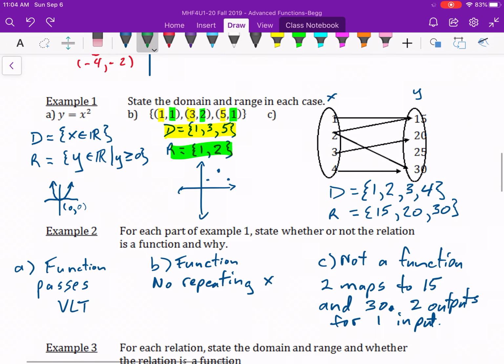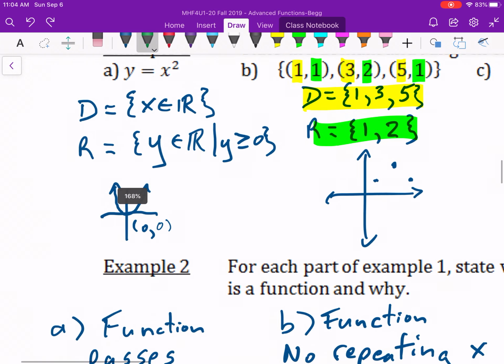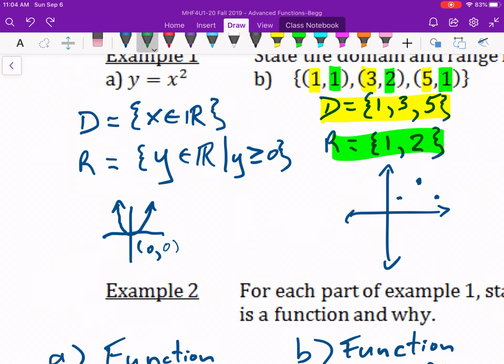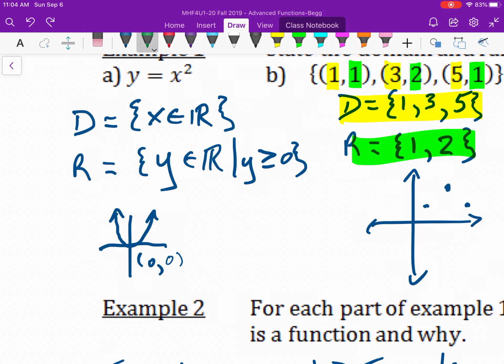So here are some examples. State the domain and range in each case. If it's given to you as an equation that you can easily visualize, like y equals x squared, I hope you can visualize that. I've sketched it here at the bottom. It's a parabola opening up. Then that's a good way to get the domain and range. The domain for any parabola is all real numbers. The range for this one, because the vertex is 0, 0, and it opens up, I know that y is going to be all real numbers that are greater than or equal to 0. It's going to include the 0.